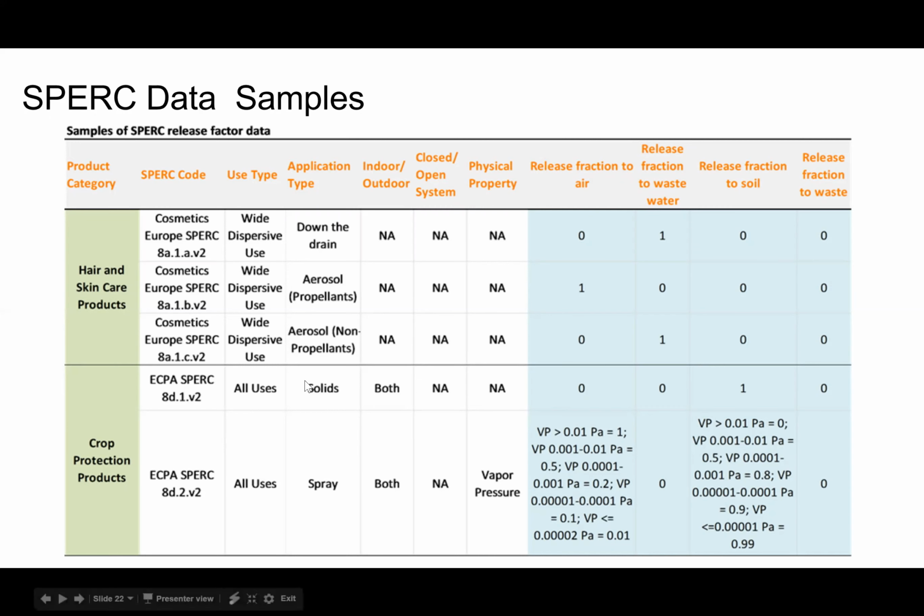As you can see for the crop protection products, which are basically herbicides and pesticides, if it's a solid, then no question, it's all going to soil. But if it's going to be sprayed, then the vapor pressure will play a major role in determining how much is going to the air and how much is going to the soil, as you can see in the cells here. Again, this is just a sample of the SPERC data set. If we wanted to list everything here, that would be too long to show.